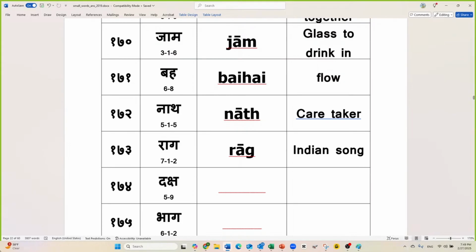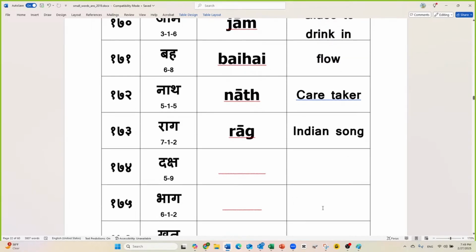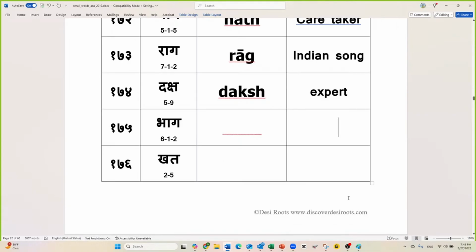Okay, who was going to give me the next word? Yes, Kavina. Daksh. Daksh is an expert. There's a person who lives next to me in third grade called Daksh. So I think his name is Expert. Give me a sentence now with the word Daksh in it. He is an expert at drawing art.